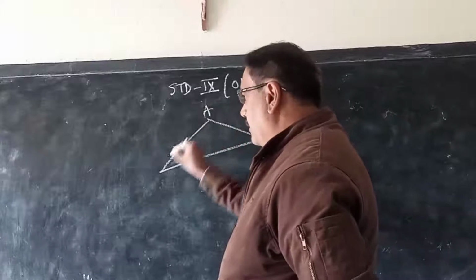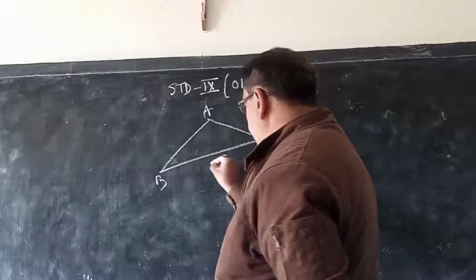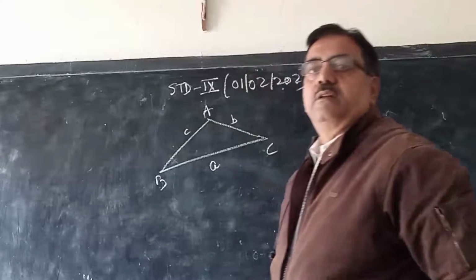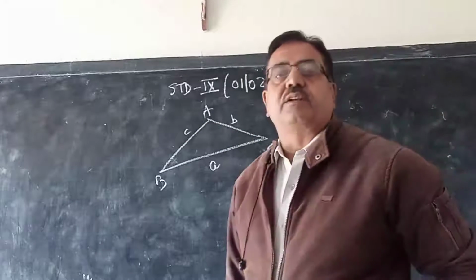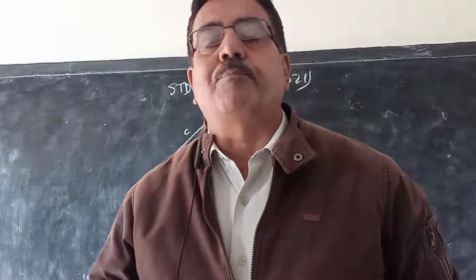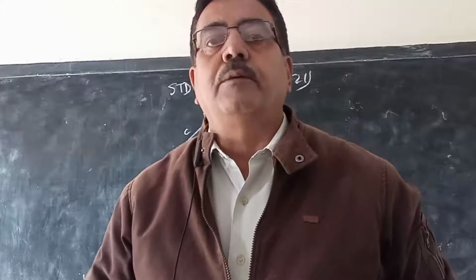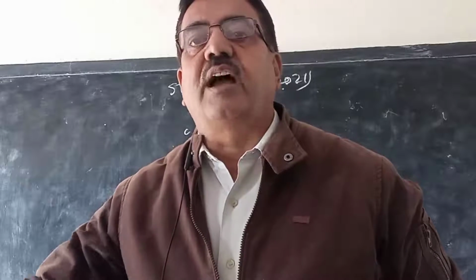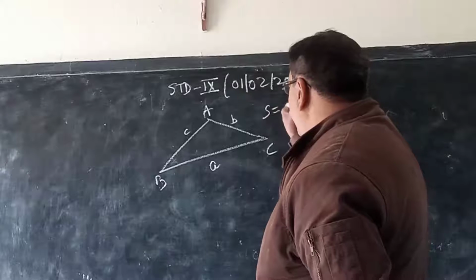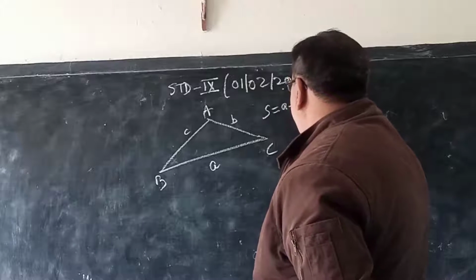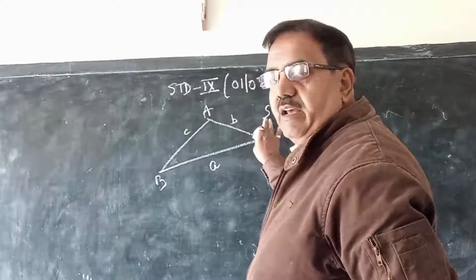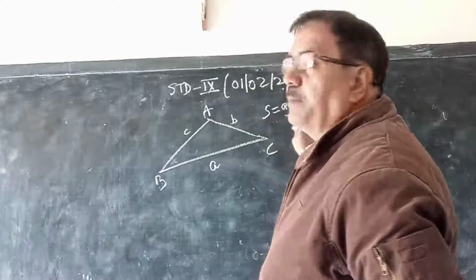Say A, B, C. This is small a, this is small b, this is small c. First of all, we have to find the semi-perimeter. Perimeter divided by 2 is known as semi-perimeter. And how to find the perimeter? Add all the side values, that will give the perimeter. So semi-perimeter S is equal to a plus b plus c by 2. S stands for semi-perimeter.